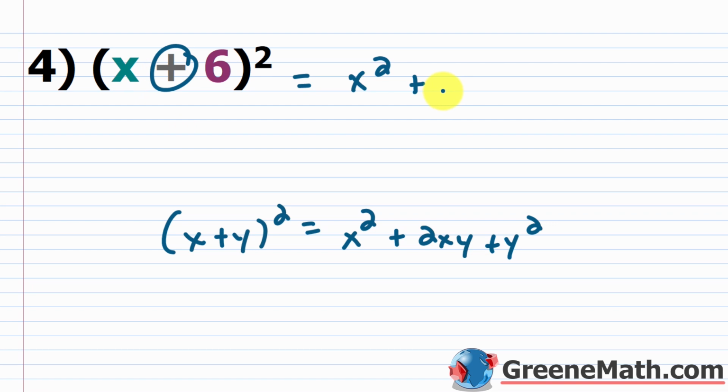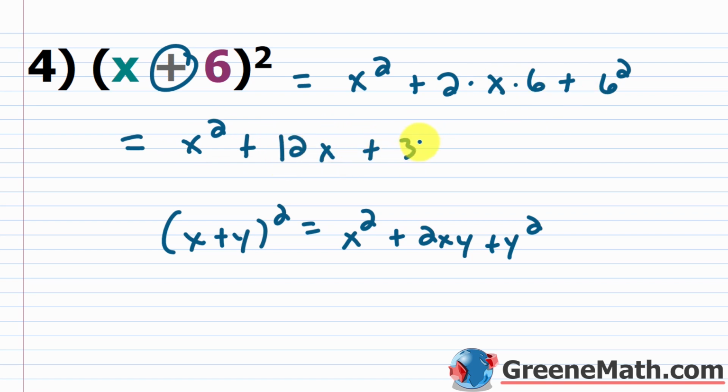So what is 2 times? Let me write this out. So 2 times the first guy times the second guy, then plus the last guy, which is 6, being squared. So what does this give me? I have x squared plus 2 times 6 is 12, so that's 12 times x plus 6 squared is 36.